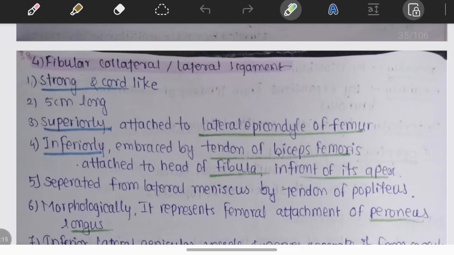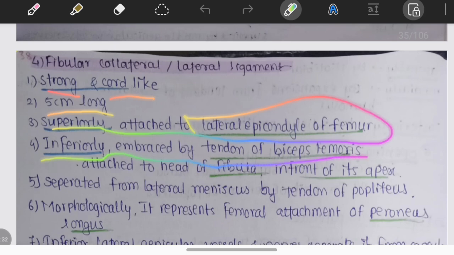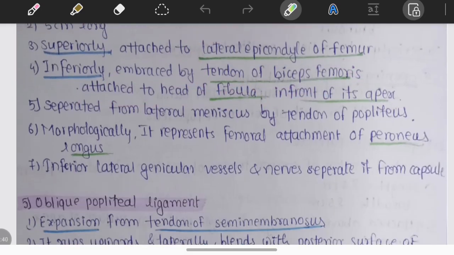Then the fibular collateral ligament, also called the lateral ligament. It is strong and cord-like, 5 cm long, and superiorly attached to the lateral epicondyle of the femur and inferiorly embraced by the tendon of biceps femoris, attached to the head of the fibula in front of its apex. Hence it is called the fibular collateral ligament. It is separated from the lateral meniscus by the tendon of popliteus muscle.